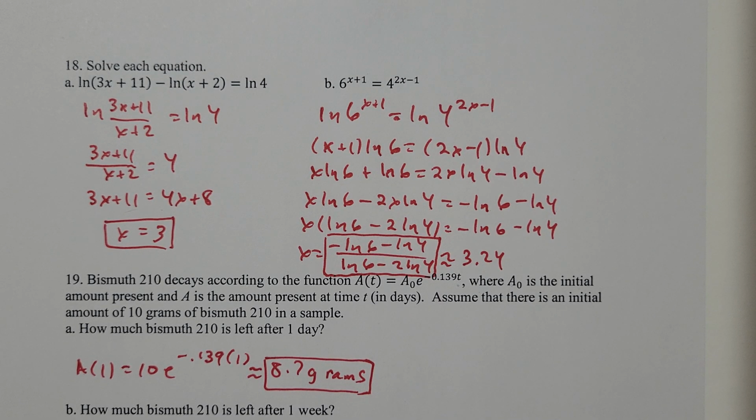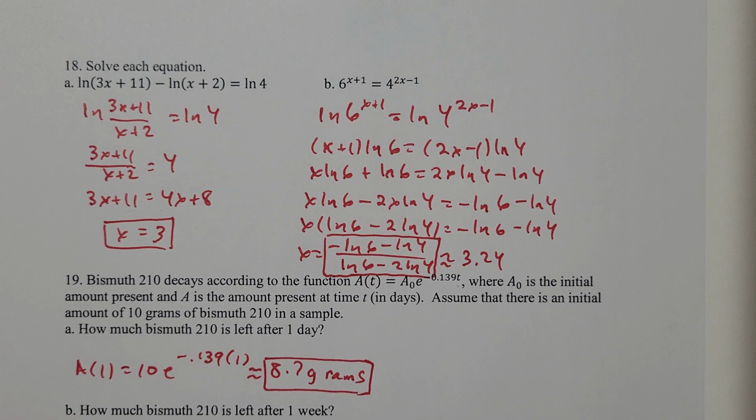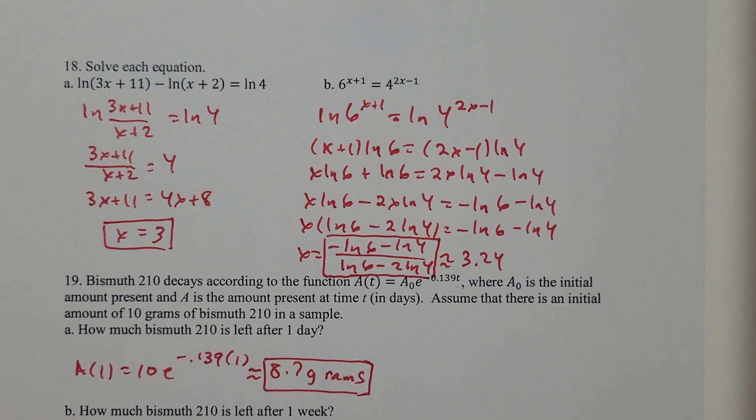Now, if they wanted to know what that is in decimal form, like if this is a story problem where they're asking for a measurement, you're not going to say it's negative ln 6 minus ln 4 divided by ln 6 minus 2 ln 4. No, you're going to give them the number, whatever that is.